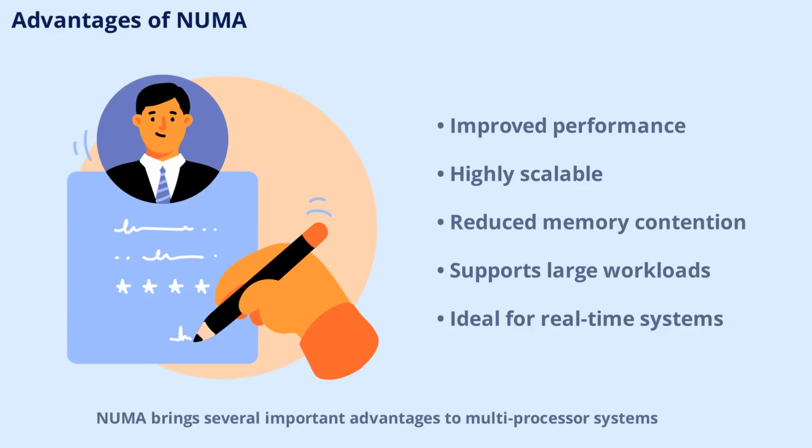NUMA brings several important advantages to multiprocessor systems. By providing each processor with its own local memory, NUMA reduces memory access times and improves overall system performance. The architecture is highly scalable, allowing additional processors and memory nodes to be added as needed. NUMA also helps reduce memory contention, since processors primarily access their own local memory. These features make NUMA ideal for real-time, high-performance, and time-critical applications that demand both speed and scalability.